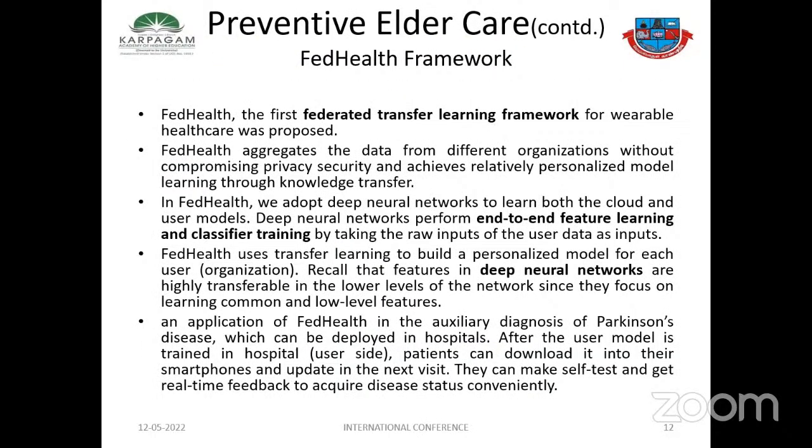A federated transfer learning framework was proposed, having the feature of a deep learning neural network with end-to-end feature learning and classifier training, taking raw user data as inputs.